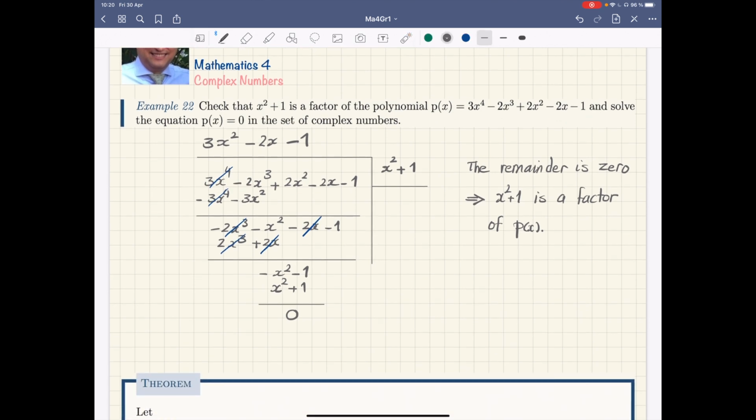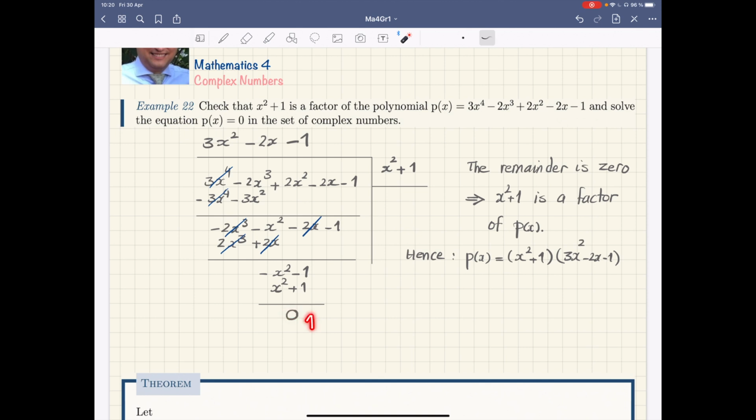So hence, we can say that p of x is equal to x squared plus 1 multiplied by the quotient. And then in principle I should write plus the remainder, but the remainder is 0, so we don't write it. And this is the only one. This is the only remainder that will work.